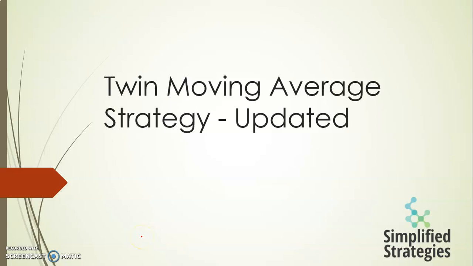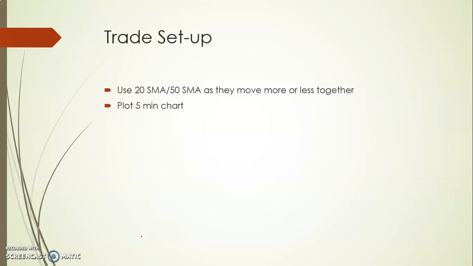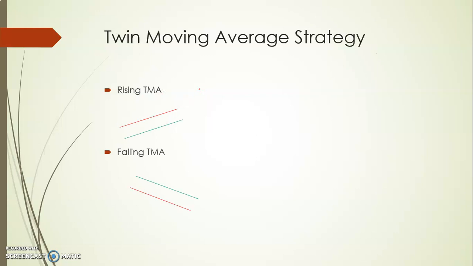In this video, we are going to see more details about the twin moving average strategy, which was already discussed on our channel. Just to recap the strategy, the trade setup is you have to plot a 5-minute chart and then use the 20 simple moving average and 50 simple moving average. The reason for that is both simple averages will mostly move together. That's the reason we selected these two moving averages.